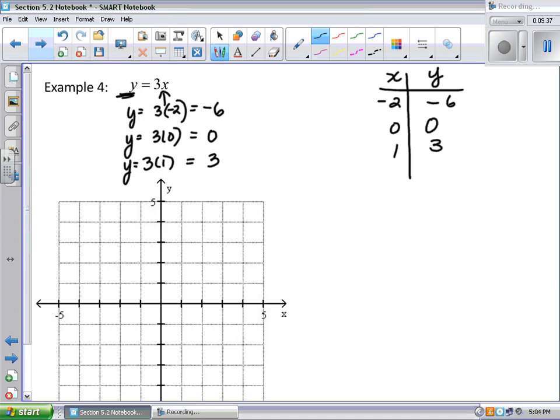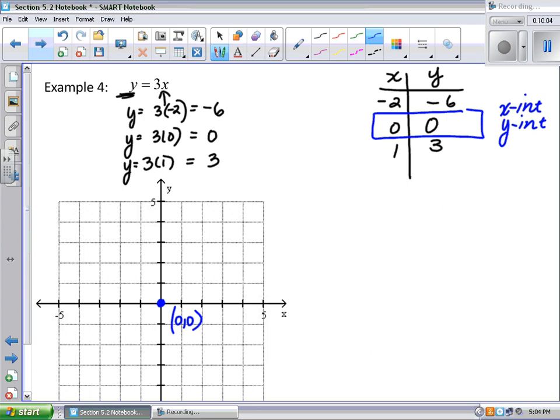I can plot those 3 points. One other thing I wanted to point out to you, in this example here, this is the only time that the x-intercept and the y-intercept are the same point. The only place on the graph where the x and the y-axes cross is at the origin, the point 0, 0. So there's one of my points, 0, 0.